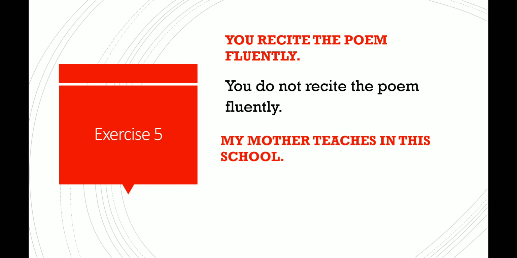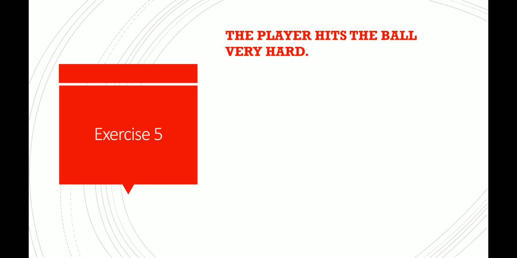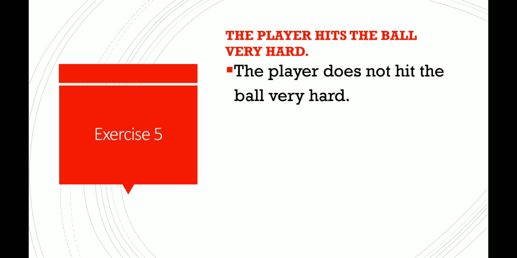Next is my mother teaches in the school. My mother is a singular subject. So with the singular subject we use does not. And when we use does not, our verb takes the root form. So the answer will be my mother does not teach in the school. The player hits the ball very hard. The player is singular, so it will take does not: the player does not hit the ball very hard. Now hits is changed into the root form, that is hit, and does not is added before the verb.